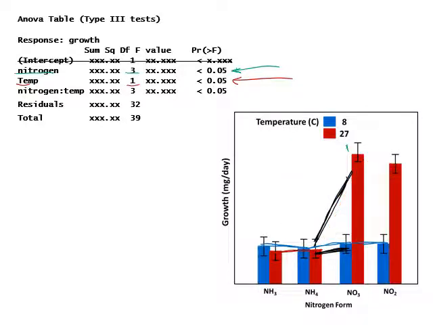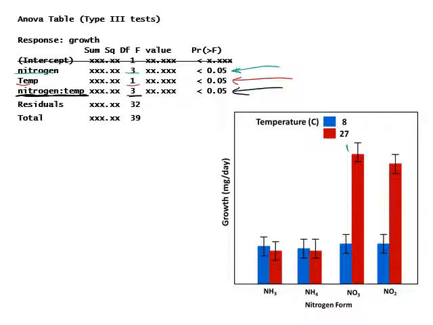Another way of saying this, you've rejected the null hypothesis that temperature has no effect, and you've rejected the null hypothesis that nitrogen has no effect. But the effect of temperature depends very strongly on what kind of nitrogen the plant is given. In NH3 and NH4 treatments, there's no effect of temperature, but in NO3 and NO2 treatments, there's a very strong effect of temperature, right? So the effect of temperature varies depending upon what nitrogen group you're in. That means that the nitrogen by temperature interaction is significant. It has 3 degrees of freedom, and it would have a very small p-value. You'd end up rejecting the null hypothesis.